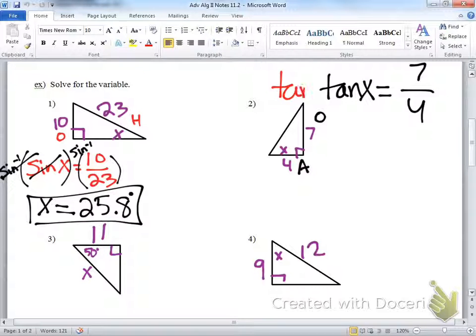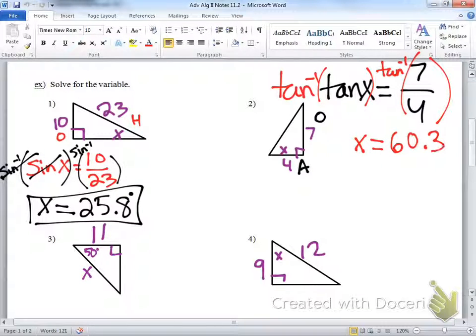So to get the x by itself, I'm going to take the inverse tangent of both sides. Use parentheses again. Second tan brings up the inverse tangent. I have to open the parentheses. Some of the calculators open them for you. Just make sure you close them. 60.3. I am also getting 60.3.